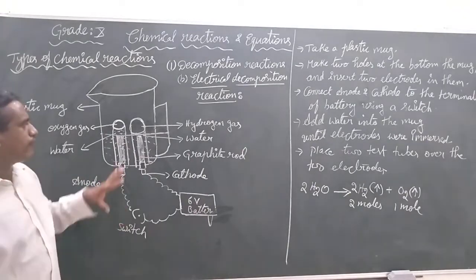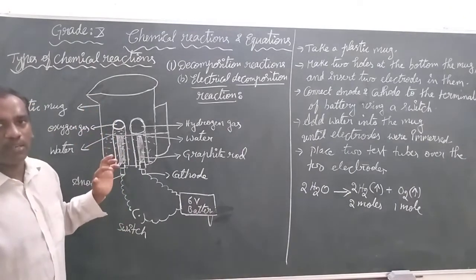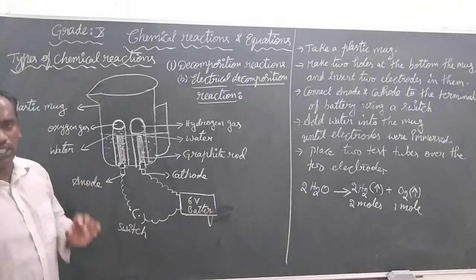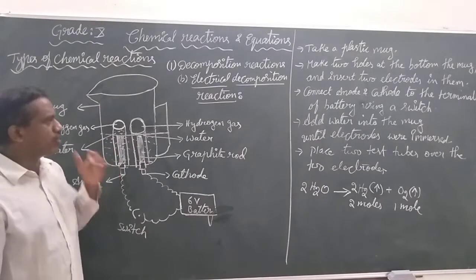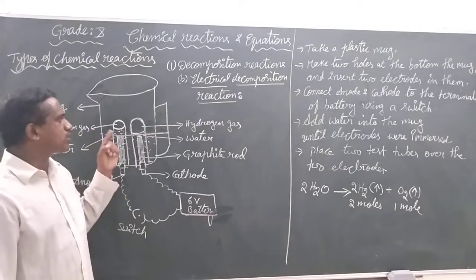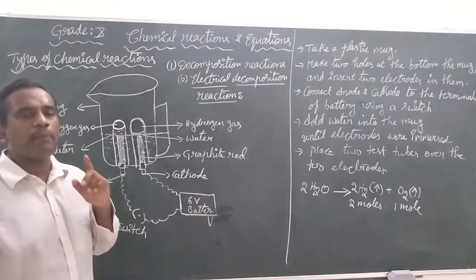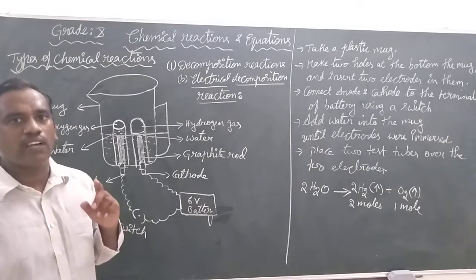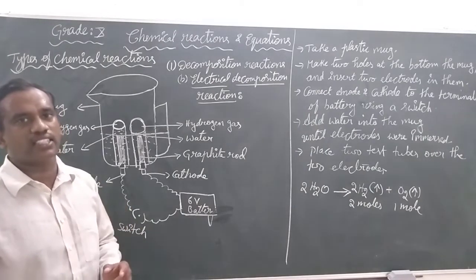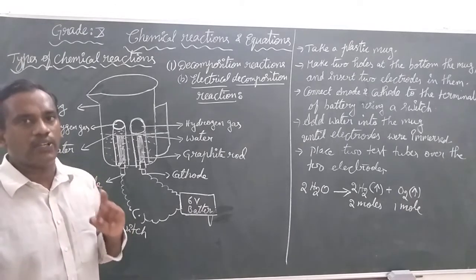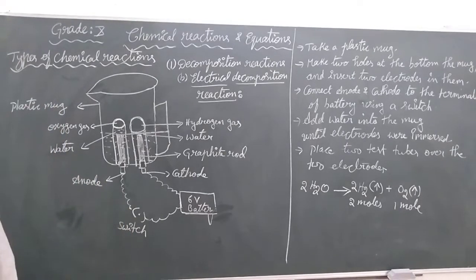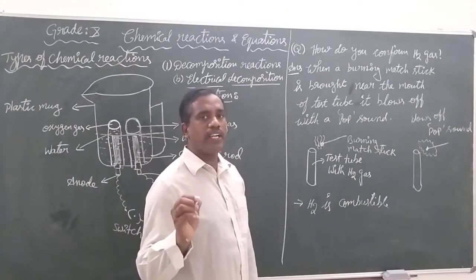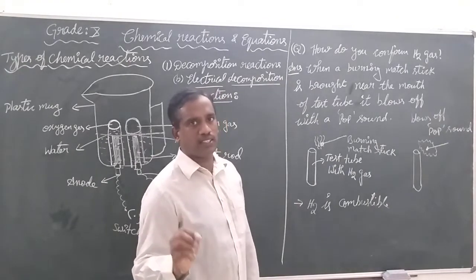For the examination point of view, we need to practice this diagram. And one main important question is, among oxygen gas and hydrogen gas, how to know which is oxygen and which is hydrogen? We have a confirmatory test for hydrogen gas. Let us see the confirmatory test for hydrogen gas.